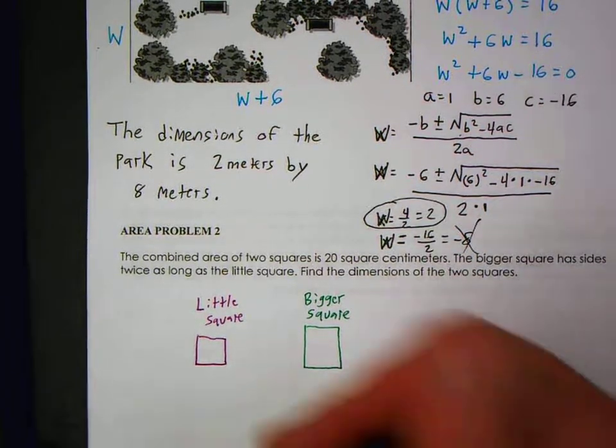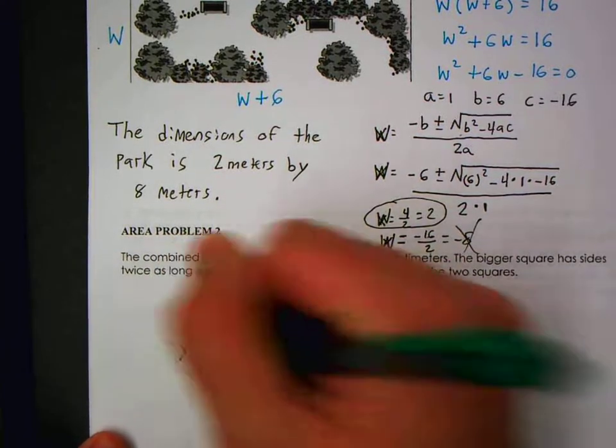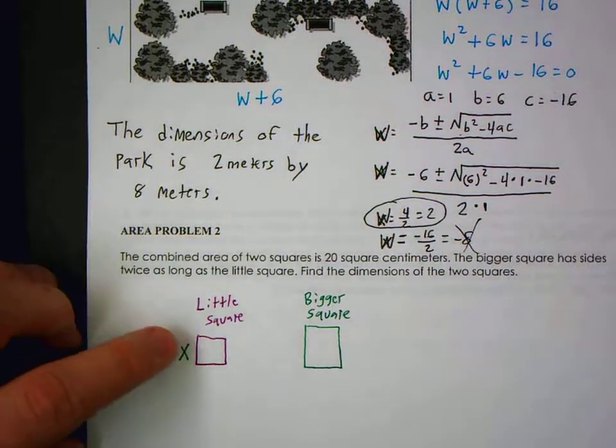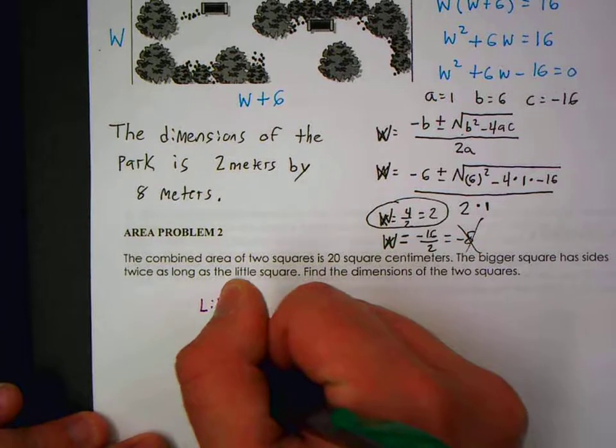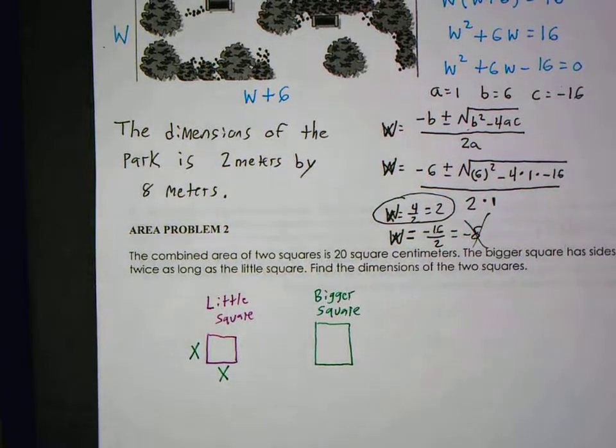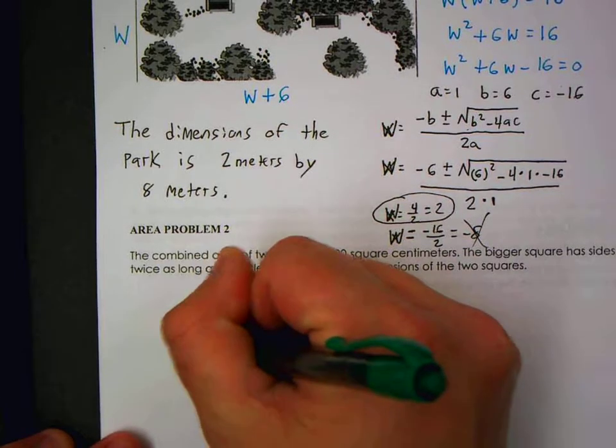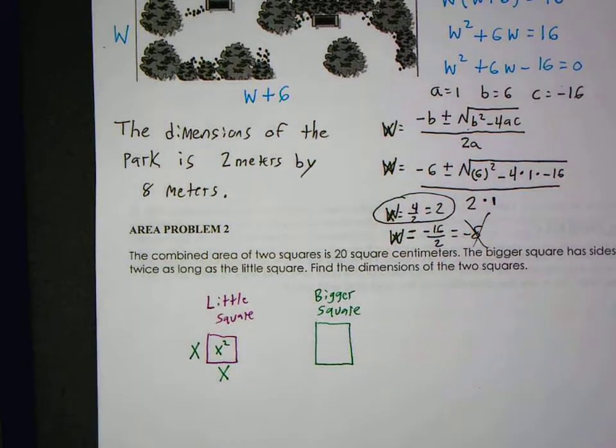So I'm going to start and say, let's say this is x. If the width is x and it's a square, what's the length? It's also x, right? It's a square. And then the area of an x by x square would be x times x, x squared. That's the area. I like to write that in the box, okay?